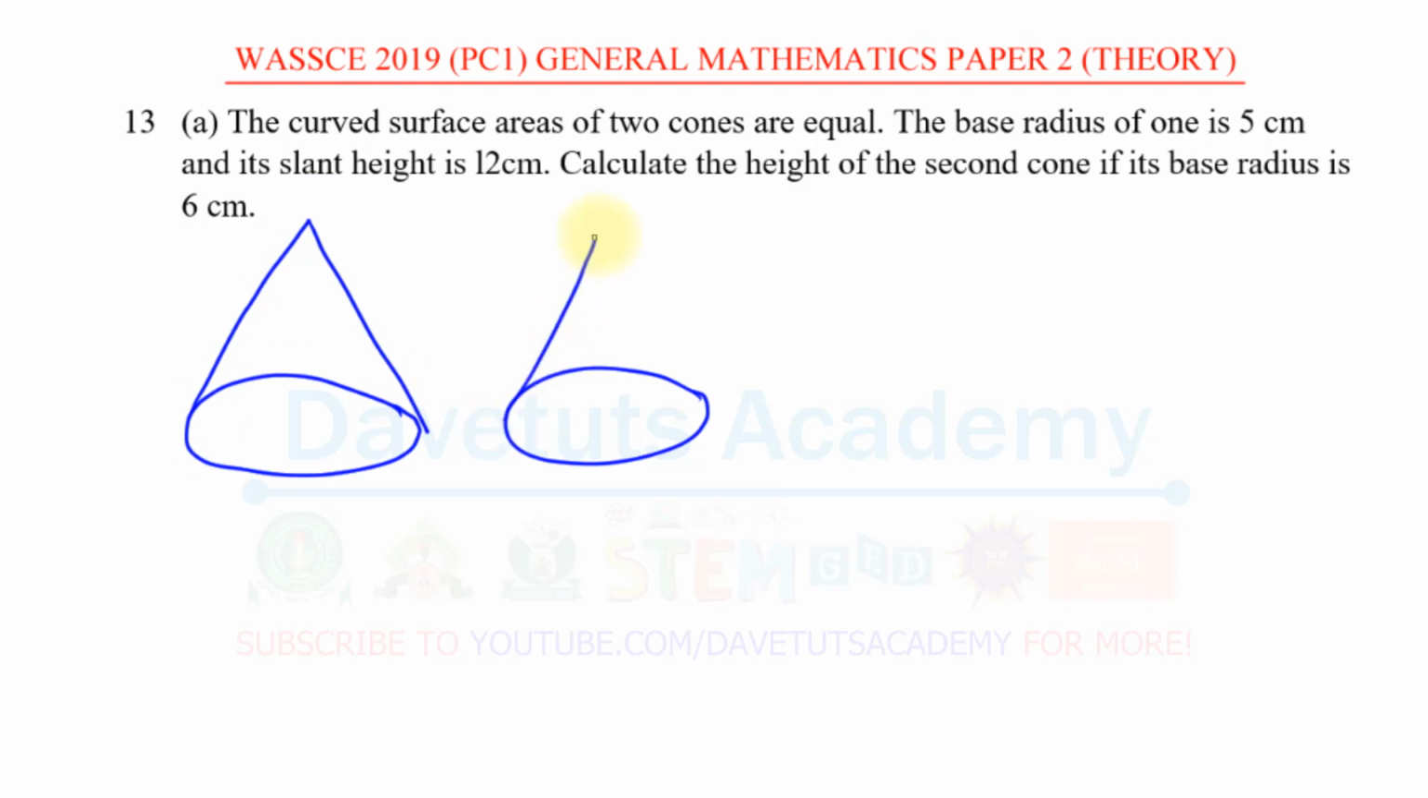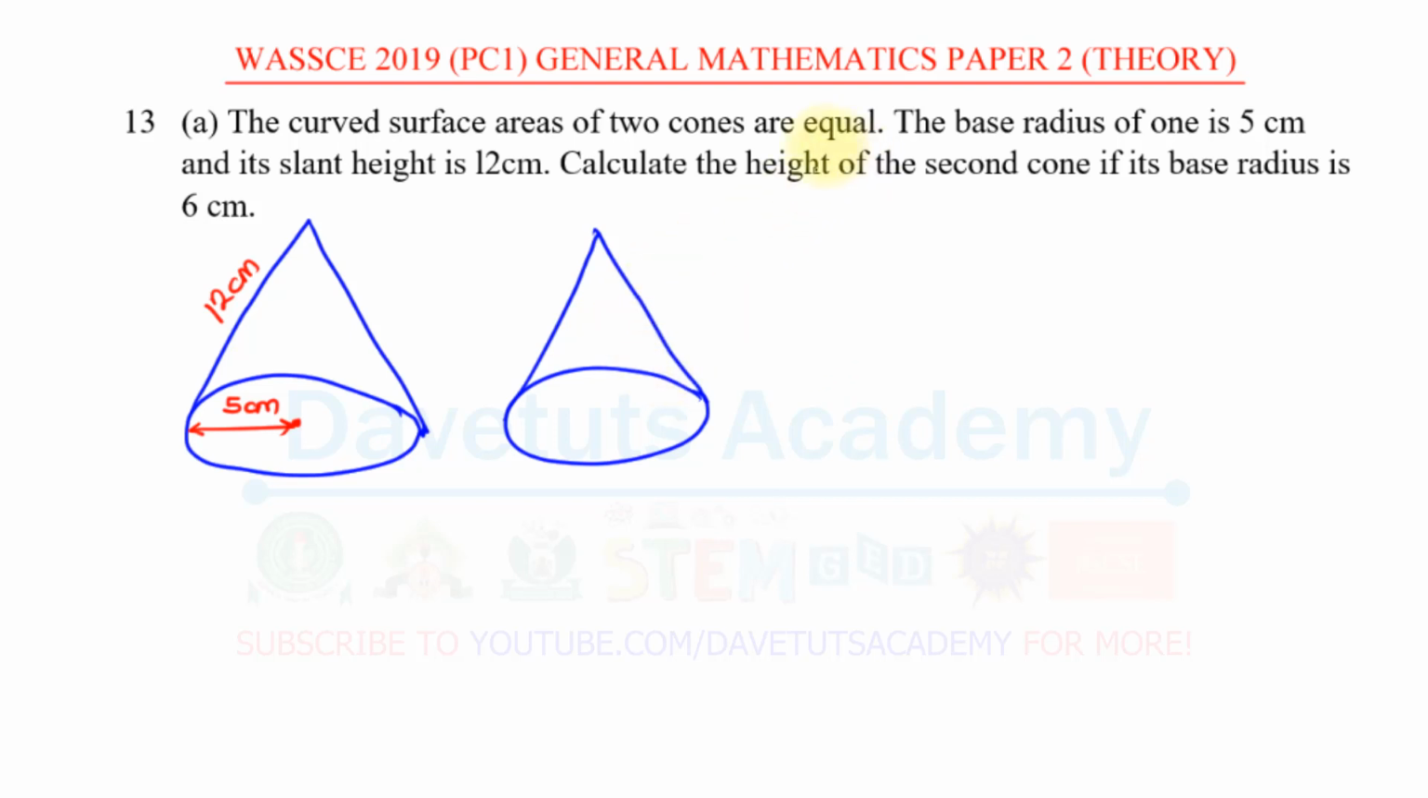Okay, let's say these are the two cones. Then we are told that the base radius of one is 5 centimeters. So this base radius is 5 centimeters, and the slant height, what's the meaning of slant height? It is this inclined height. So this is 12 centimeters. Now we have to calculate the height of the second cone if its base radius is 6 centimeters.